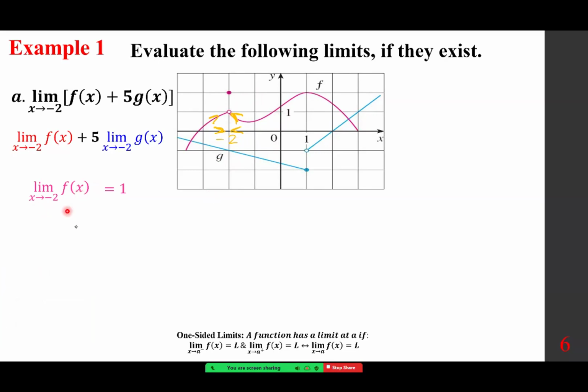For the blue function, g of x, from the left side of -2, we are moving this way. From the right side of -2, we are moving this way. And in both cases, we are approaching this point, and this point has a y coordinate of -1. Now, the difference is, since this doesn't have a hole, g of -2 is also the same as -1. So now we plug in and we get -4.